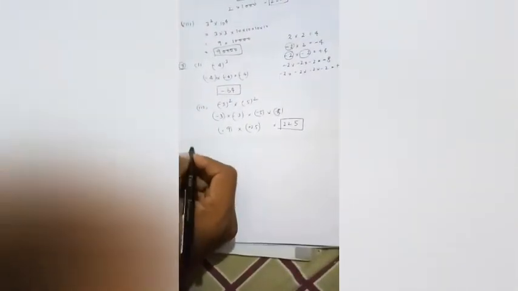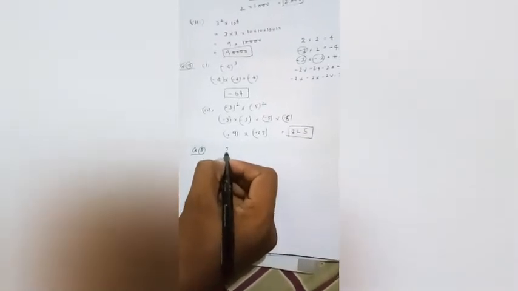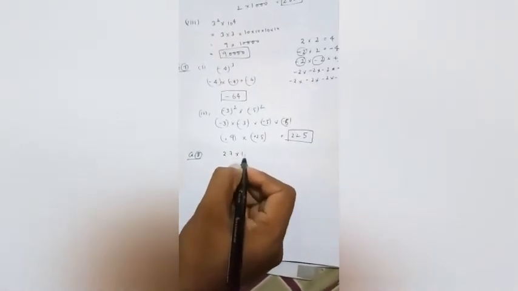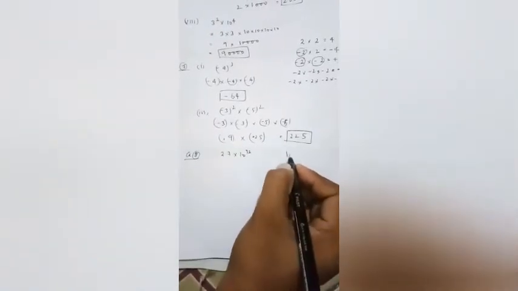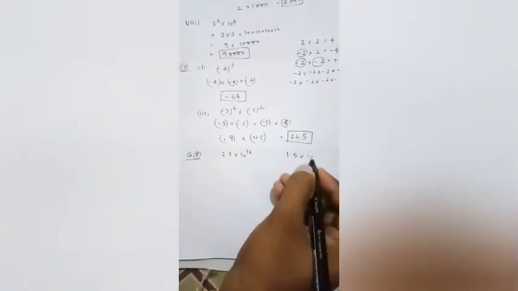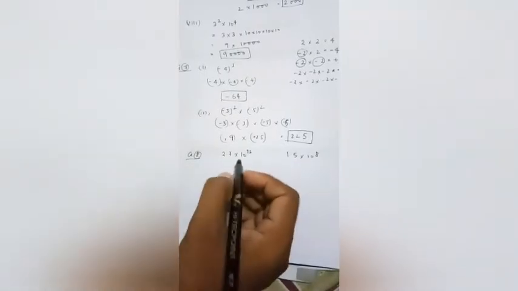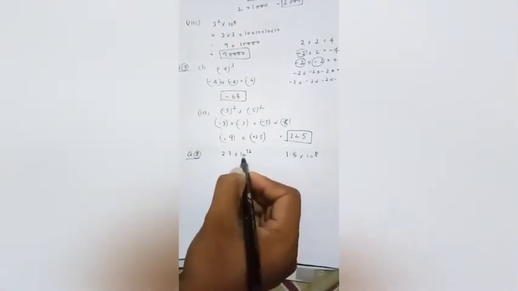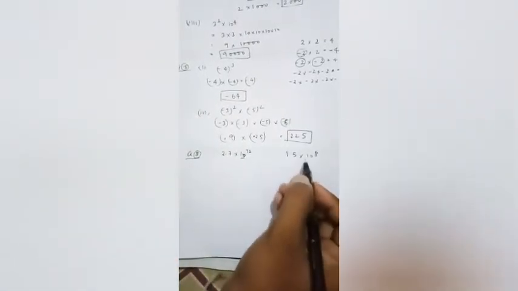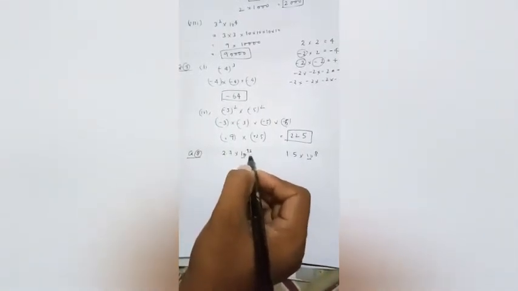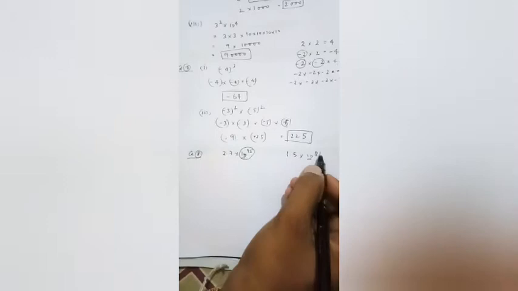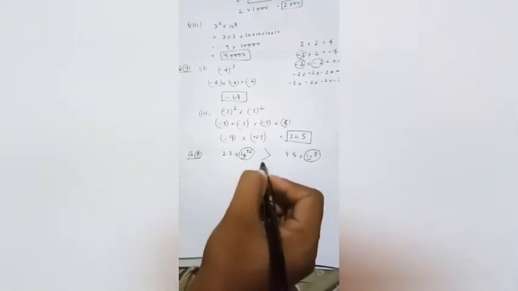Now question number 8: you have to compare the given numbers. The first number is 2.7 into 10 raised to 12 and the second number is 1.5 into 10 raised to 8. In your course, in this question, the base would be only 10. Here you can see 10 as the base, and here also 10 as the base. Now, which base has the maximum exponent? 10 raised to 12, and here you can see 10 raised to 8. So this would be the bigger.